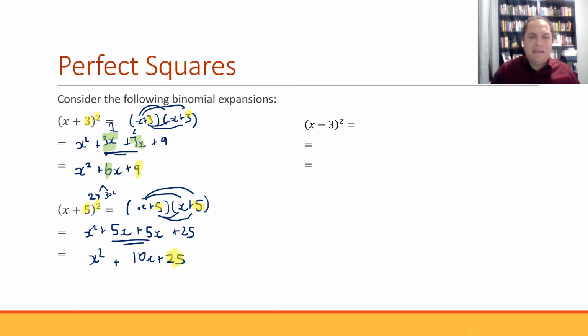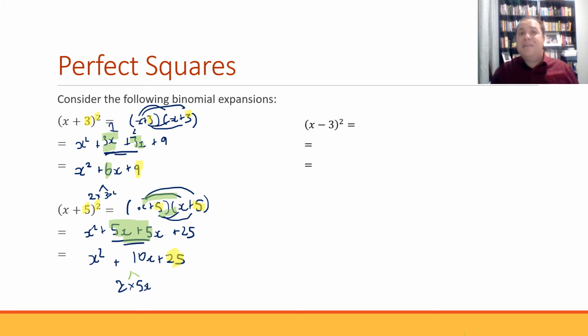In our second example, we've actually got exactly the same thing. We've got two 5x terms here, one here and one here. And then together, that makes our 10x term, 2 times 5x. Those two 5x terms that we get from our expansion together make 10x.